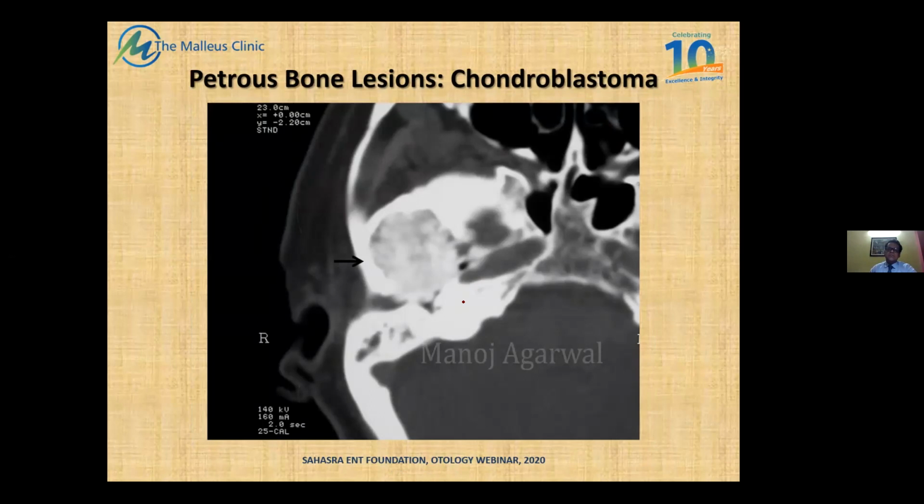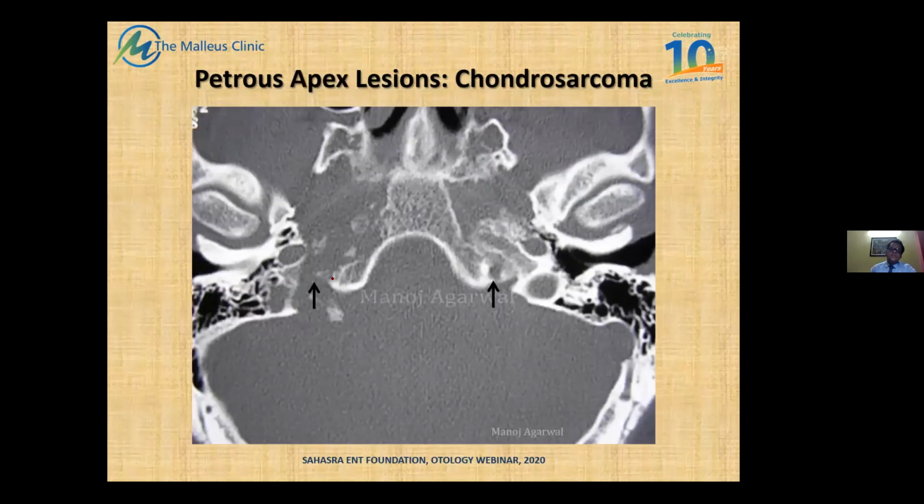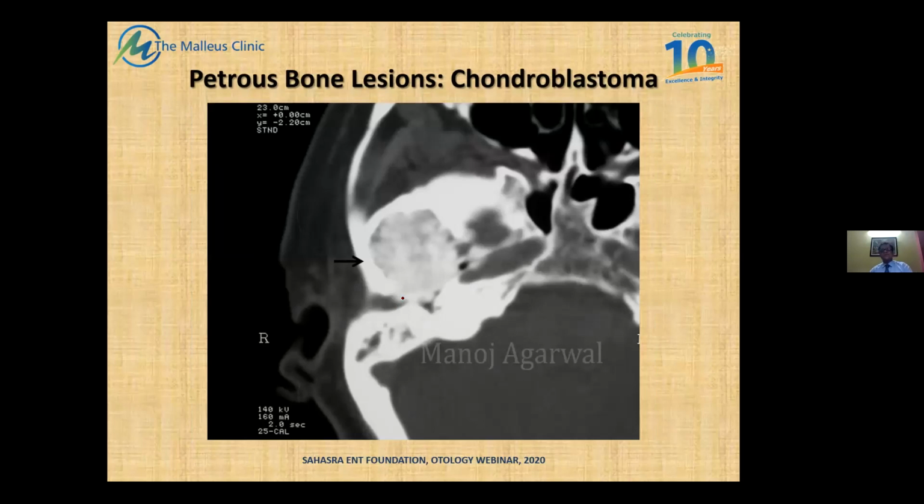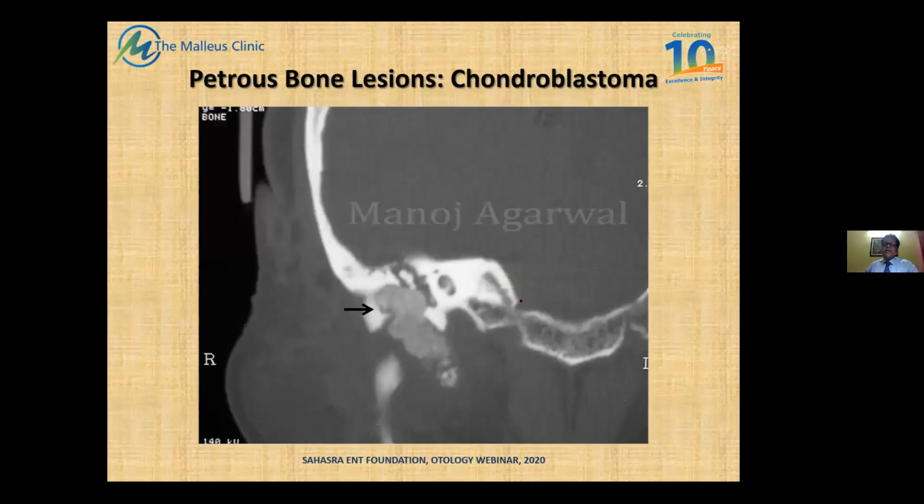This is a chondroblastoma. Look at the shadow of the chondrosarcoma and look at the shadow of the chondroblastoma. Because it's a chondroblastoma, it will tend to produce more cartilaginous elements and therefore give out a more hyper-intense shadow. Okay, this is again a chondroblastoma. See how it is also in close proximity. It is actually going into the glenoid, coming close to the glenoid fossa. It is eroding the tympanic bone as well. There is also a theory that a chondroblastoma might also arise from the cartilage within the temporomandibular joint, right?